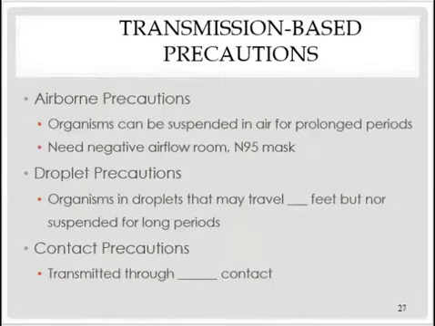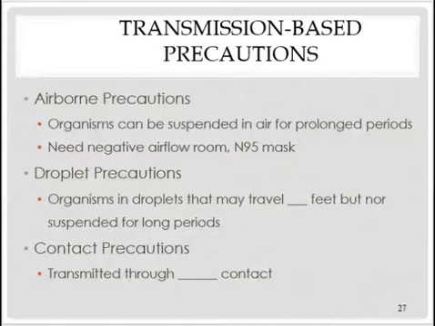Transmission-based precautions. Airborne precautions are used for patients known or suspected to have infections transmitted by the airborne transmission route. These infections are caused by organisms that can be suspended in air for prolonged periods. These patients typically are put into a negative airflow room, and the healthcare provider must wear an N95 mask. Typically, airborne precautions are used for patients with tuberculosis, measles, and chicken pox.